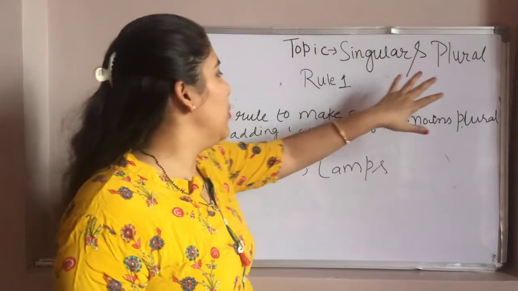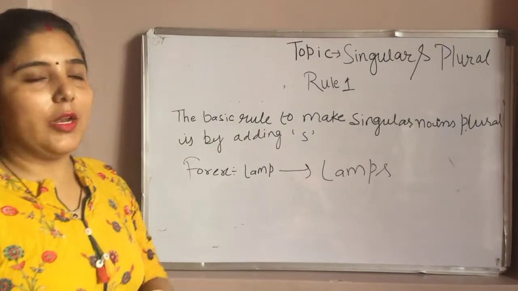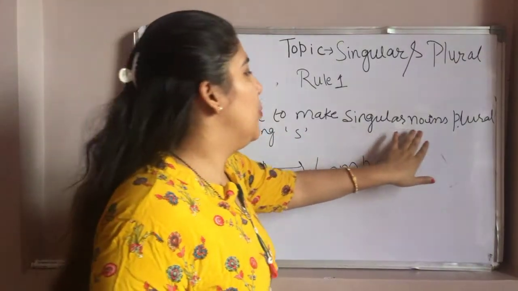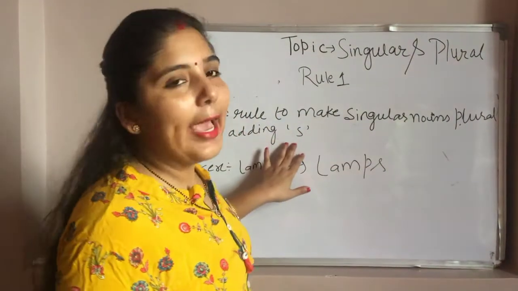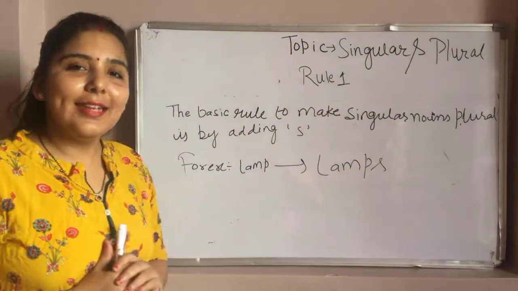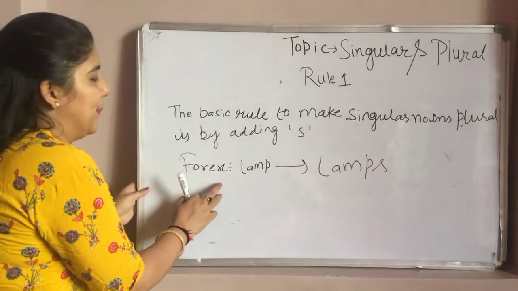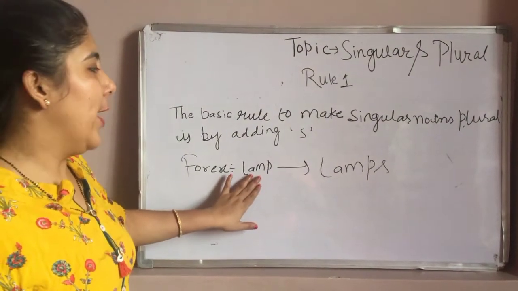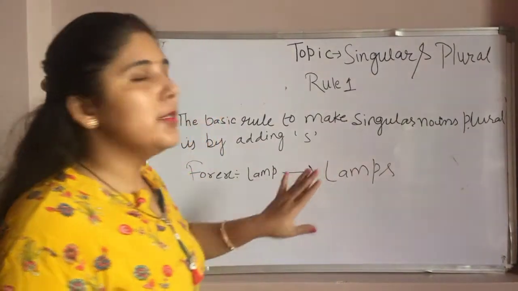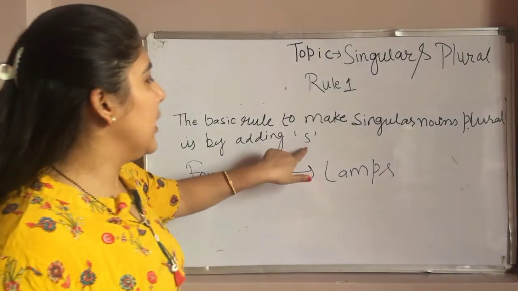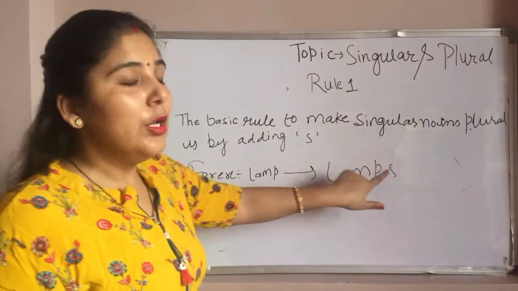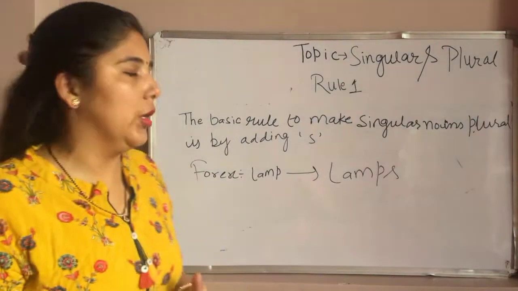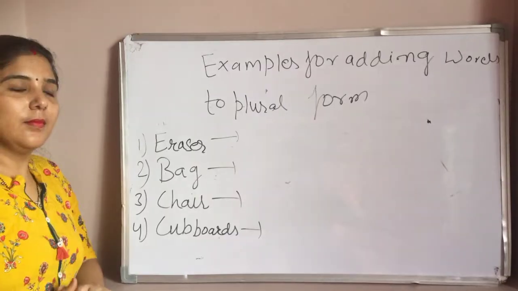Topic: singular and plural. The first rule of singular and plural is the basic rule to make a singular noun plural: by adding s. What? By adding s. So, for example, lamp. Lamp is a singular form. When we make it plural, it makes lamps because we add s here. So the first rule is when we make singular to plural, we add s.